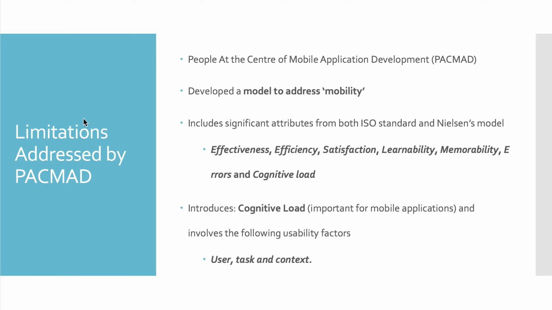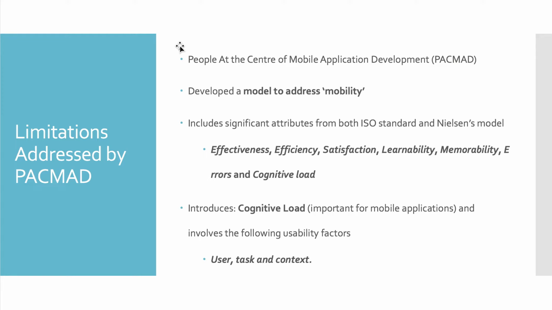And so what I've found in the literature so far is that the people at the Pacific Center of Mobile Application Development, or PACMAD, have developed a model that addresses mobility. And so this is the model that I want to use moving forward in my research. And it includes significant attributes from both models that we've discussed so far, including effectiveness, efficiency, satisfaction, learnability, memorability, errors, and crucially, cognitive load. And so that's really the differentiator here. That's the element that neither model of usability has addressed so far.